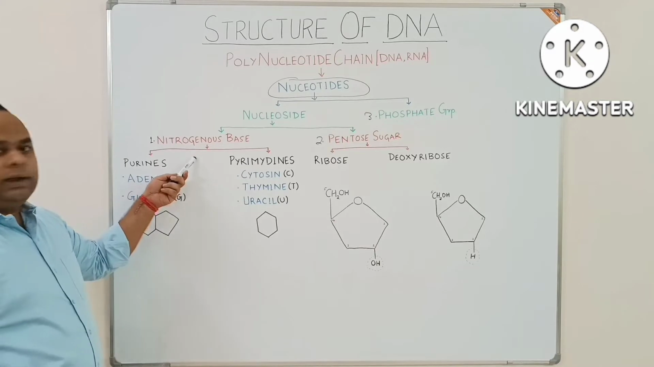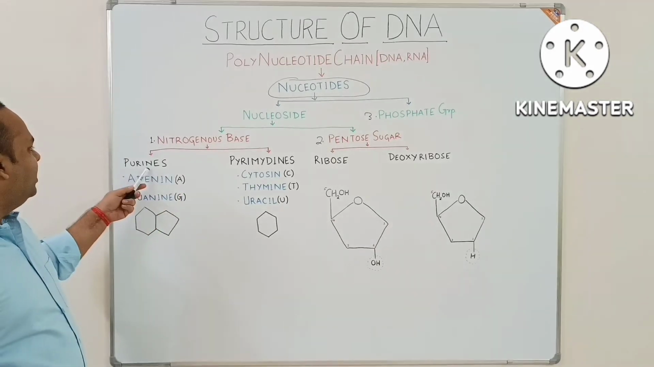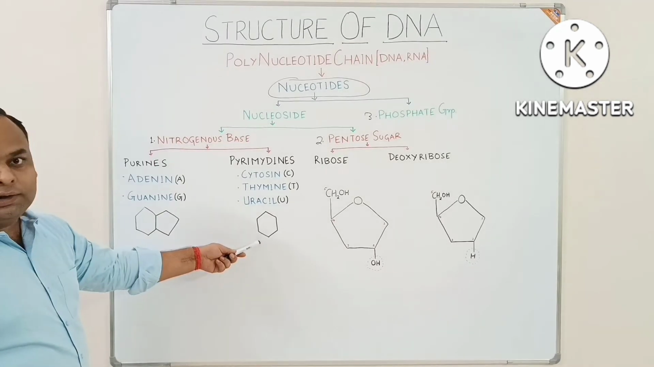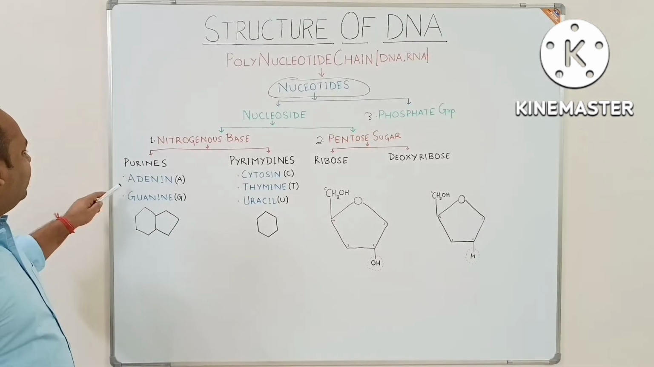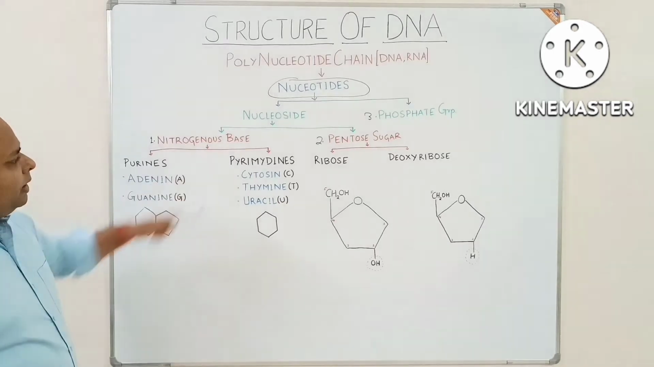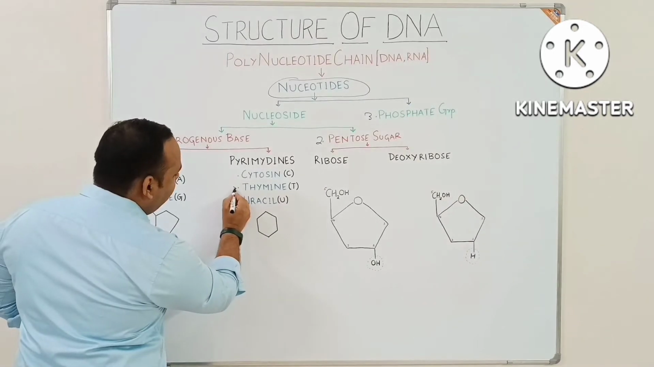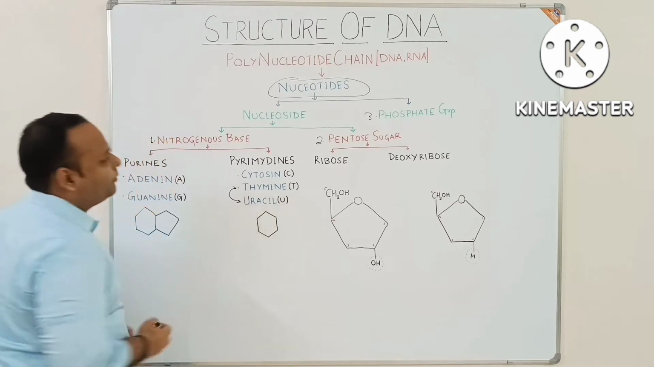Nitrogen bases, as earlier discussed, are basically of two types, that are purines and pyrimidines. These double ring structures and these single ring structures. Under purines we have adenine and guanine. Under pyrimidines we have cytosine and thymine. In RNA, this thymine is replaced by uracil.